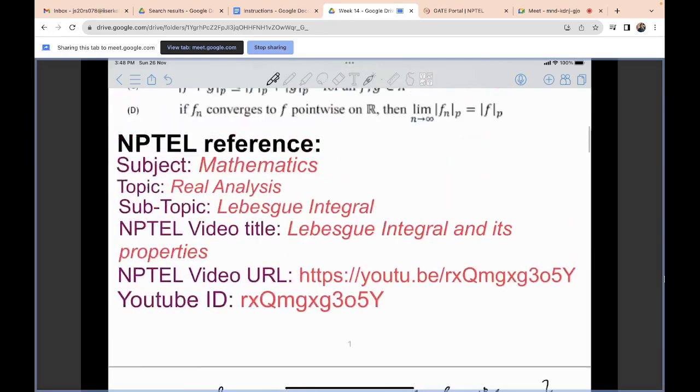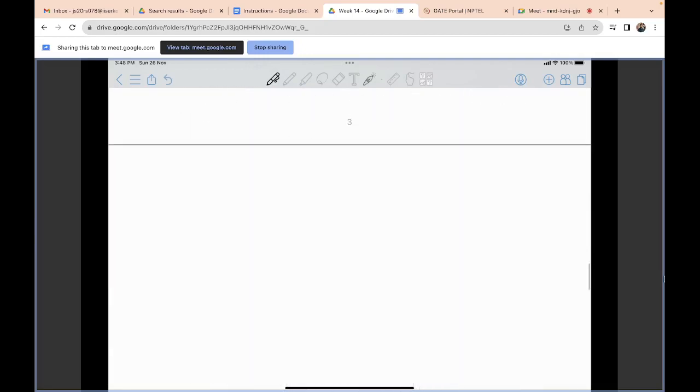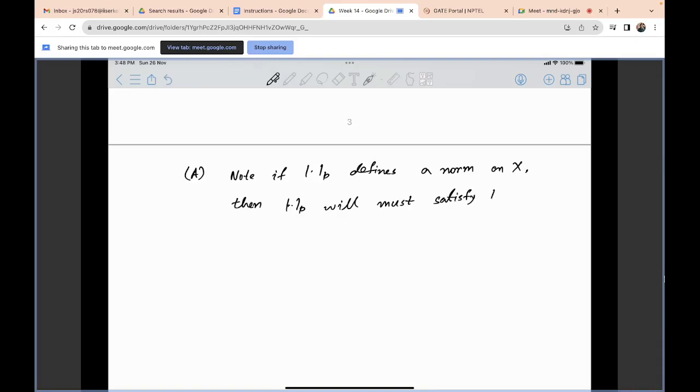And what is option A? Option C is saying that this defines a norm. So option A is also not true. If this defines a norm on X, then it must satisfy the triangle inequality.